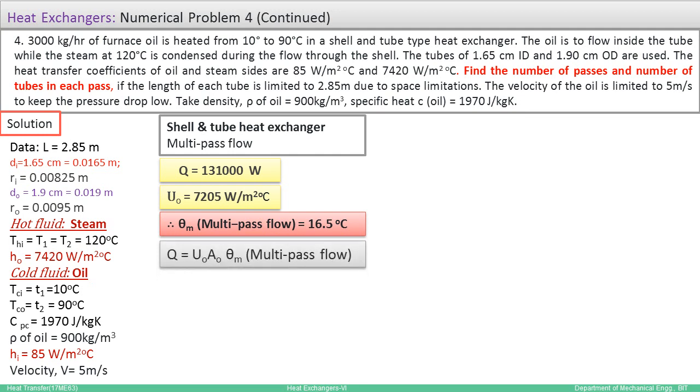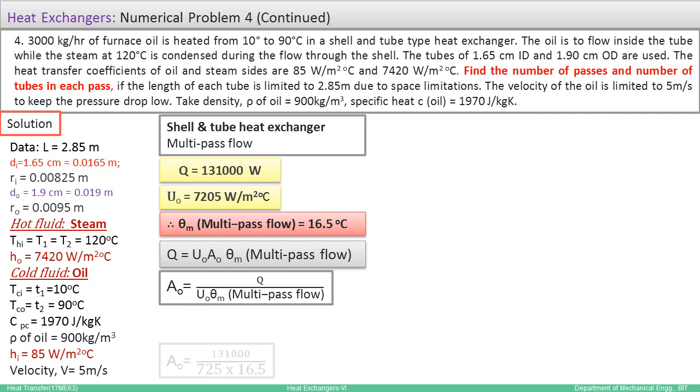The expression for Q is U naught A naught into theta m for multipass flow. And A naught is to be found out, where all the other terms on the right hand side are known. Q, U naught and theta m are known. Substituting them, we can find out A naught as 29.5 meter square.